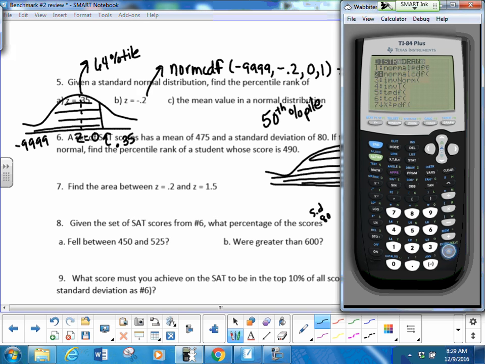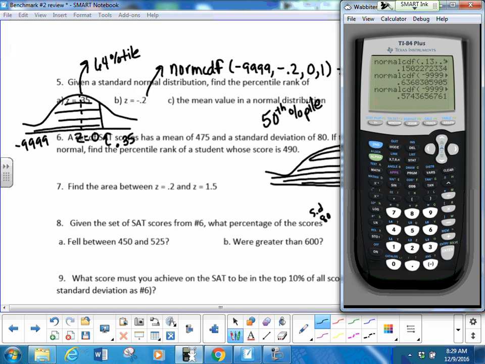Go to normal CDF. Our lower bound, we can leave -999. Hey, what's our upper bound going to be on this one? 490. Awesome. Now, we do not want to leave the mean 0 and the standard deviation 1. We will change the mean to 475 and the standard deviation to 80. Good. That gives 0.57. Okay. Do you see the difference between the two methods?